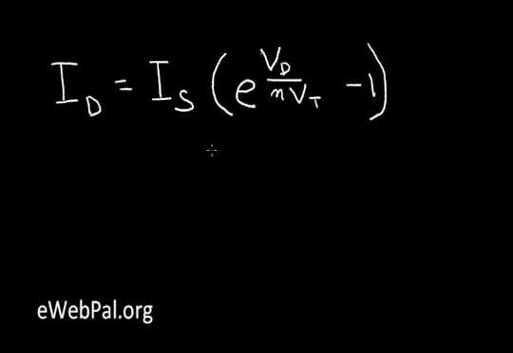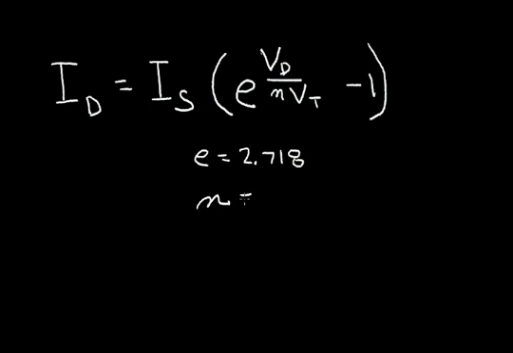Now recall that e is the base of the natural logarithm, so e is equal to about 2.718. Now, the N term is between 1 and 2. It's called the quality factor. There are other names for it, but for our typical silicon diode, I think N usually comes out a little closer to 1.